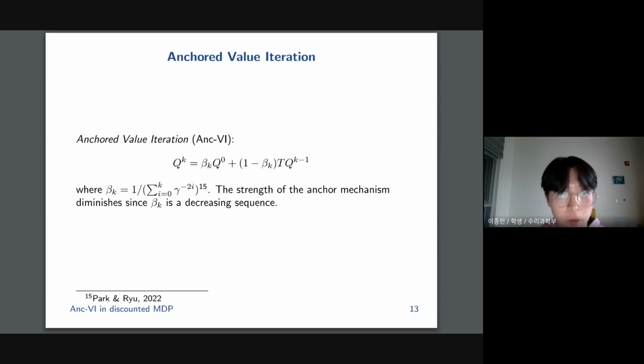And this is basically the same as the Halpern iteration, but here we specifically choose a Bellman operator T and also a specific choice of beta k, which is 1 over the sum of gamma to the power of minus 2i from i equal to 0 to k. And this choice of coefficient is motivated by prior works. As we can see, as the number of iteration k increases, this beta k decreases. And this implies that the strength of the anchor mechanism diminishes as the iteration progresses.